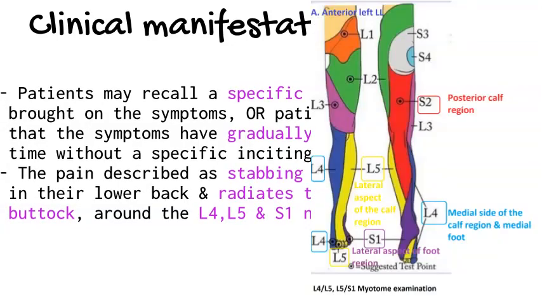This figure shows the L4, L5, S1 myotome examination. You can see the L4 is at the medial side of the calf region and the medial side of the foot. For L5, lateral aspect of the calf region, and S2 is at the posterior calf region. For S1 is the lateral side of the foot.